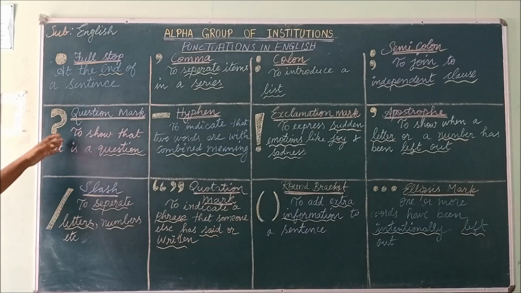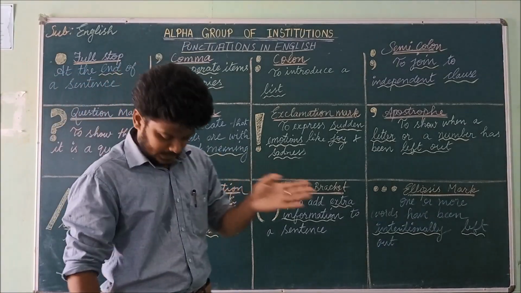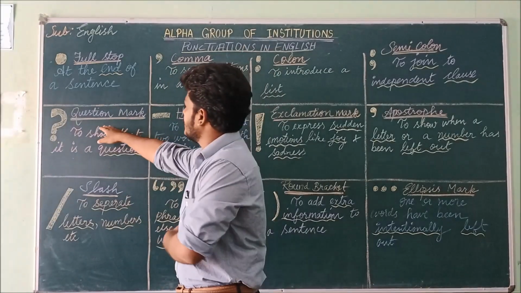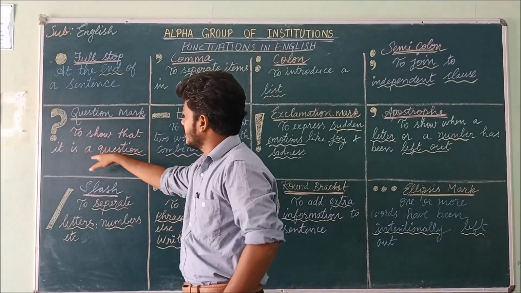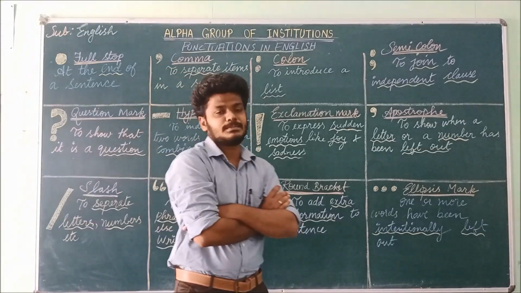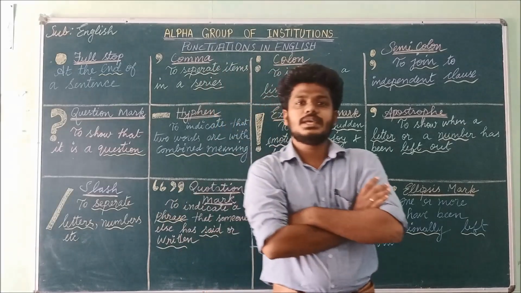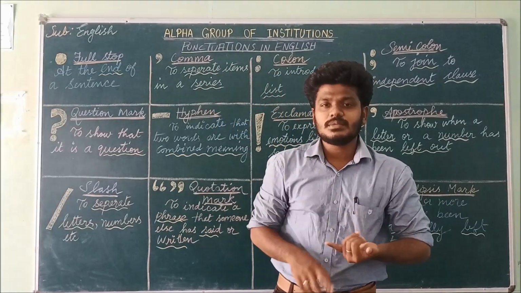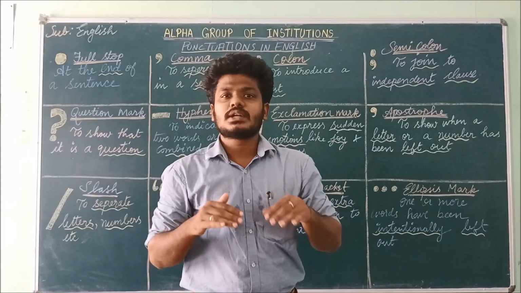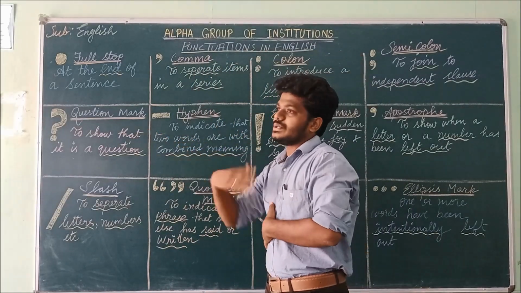The next one is question mark. Question mark is very common. We all know the purpose of using a question mark. Question mark is used to show that it is a question. For example, can anybody tell an example of a question mark? Yes, I will tell one. What is your name? What is your father's name? Where are you coming from? Which is your native? What period is this now? Like that, we are asking questions.